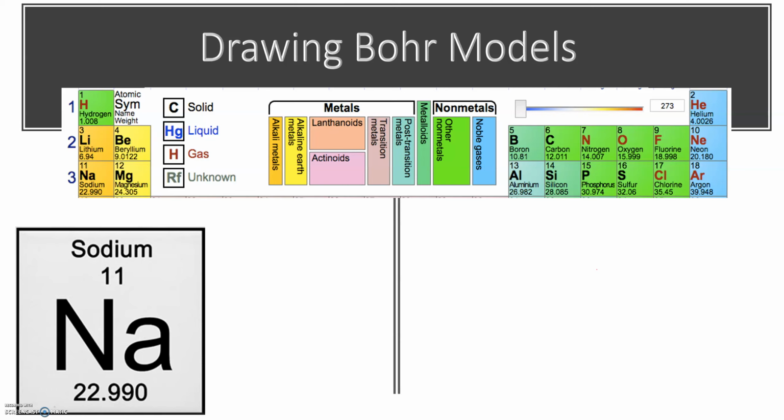Okay, so let's practice drawing our Bohr models. First, we're going to look at sodium. We determine how many orbitals it's going to get by looking at the period. So let's see what period it's in. And we are in the 3rd period.